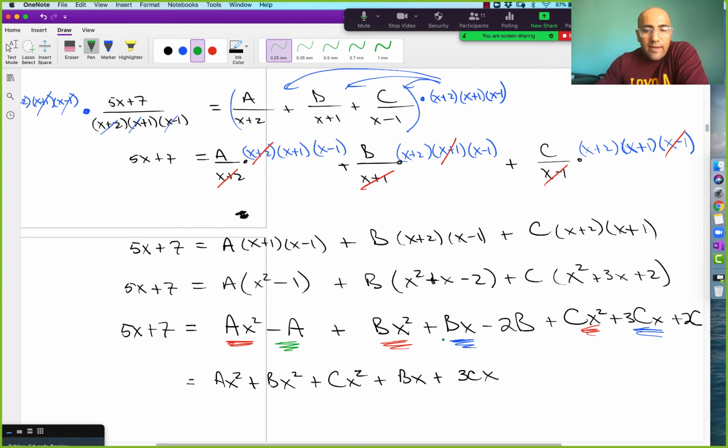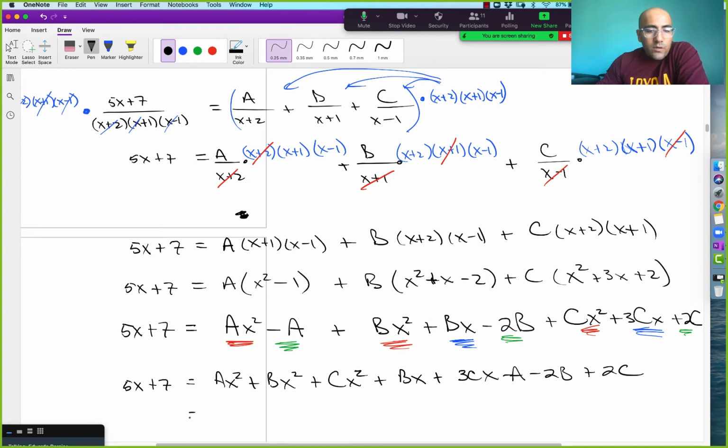And then all the other ones that survive that don't have a power of x. Minus a doesn't have a power of x. Minus 2b doesn't have a power of x. And plus 2c does not have a power of x. So minus a minus 2b plus 2c. And on the left-hand side, I'm going to leave this alone, like that.